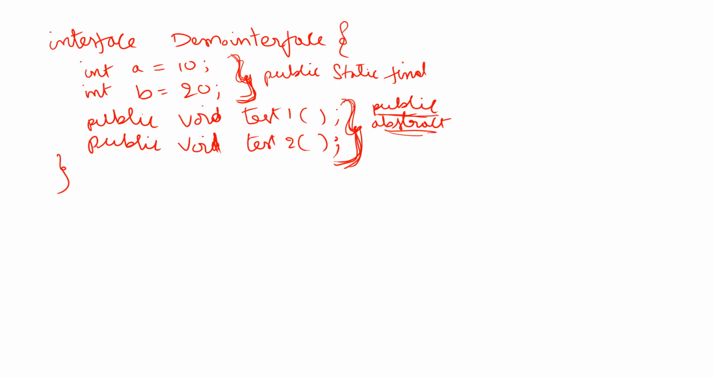Using interface, we can achieve 100% abstraction because the methods that we have in interface are all abstract methods. That means they don't have any body. And interfaces are by default abstract. Even though we don't use the keyword abstract here, they are by default abstract because all the methods that we define within an interface are abstract, and an interface is used to achieve 100% abstraction.